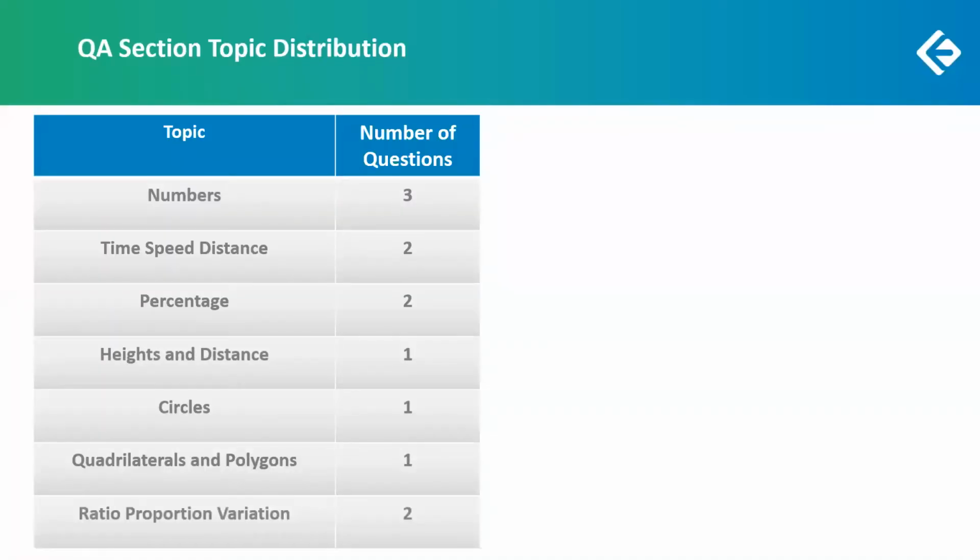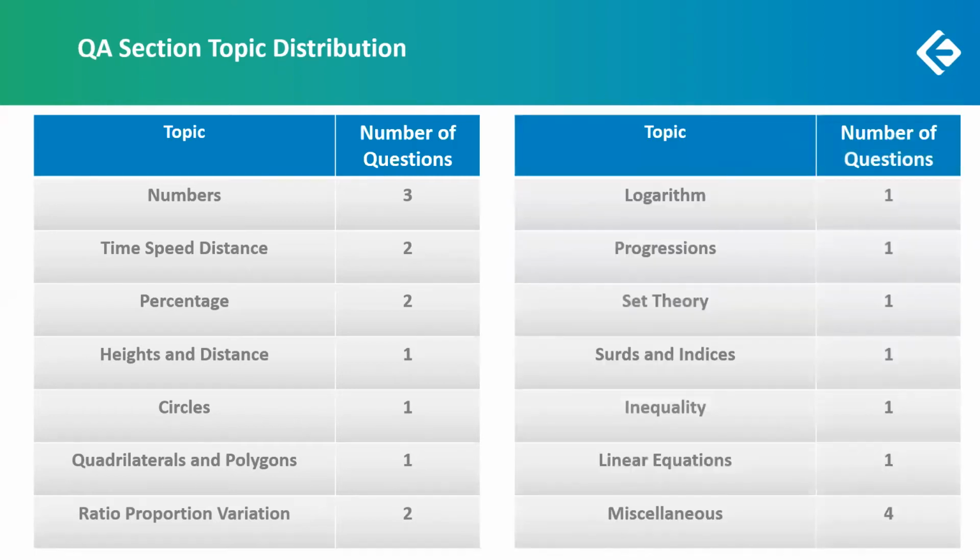So in this paper, we had 3 questions on numbers, 2 questions on time, speed, distance, 2 on percentage, 1 on heights and distance, 1 on circles, 1 on quadrilaterals and polygons, 2 on ratio proportion variation, then 1 each on logarithm, progressions, set theory, surds and indices, inequality, and linear equations. And finally, we had 4 miscellaneous questions. So we can see that we had questions from a wide variety of sources. So this was a well-diversified paper.